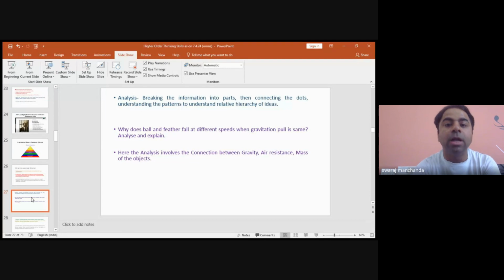Why is this happening? They both are being pulled by the same gravitational force. They both have the same g applicable over them, equal to 9.8 meters per second squared. Then why is the ball falling quickly and the feather falling so slowly?